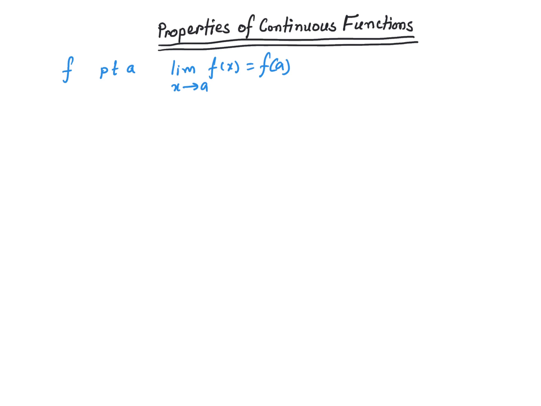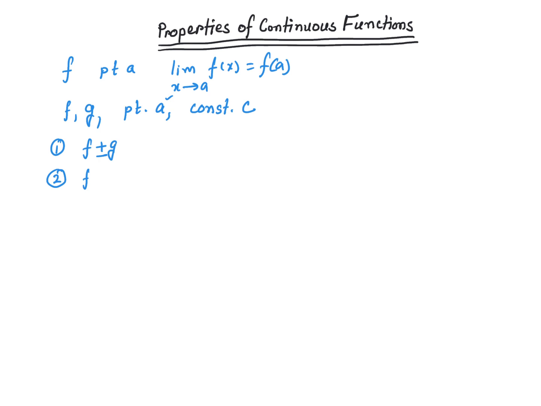Let's consider two functions f and g, and they happen to be continuous at a point, let's call it A, and also we are going to assume we have a constant, a real number c. If that is the case, the following properties hold true. Number one, if f and g are continuous at this point A, so is f plus g. And by the way, so is f minus g. So that's property one.